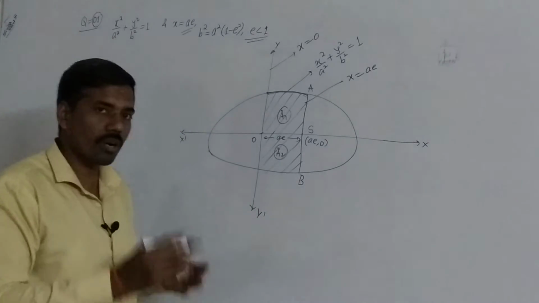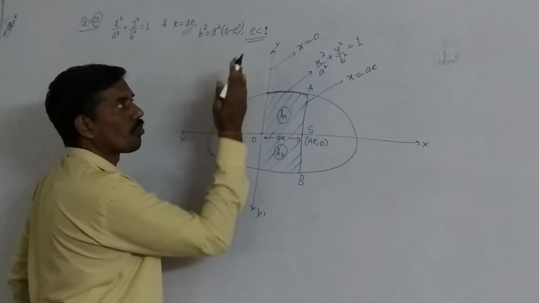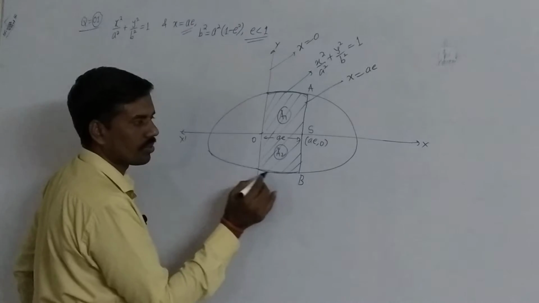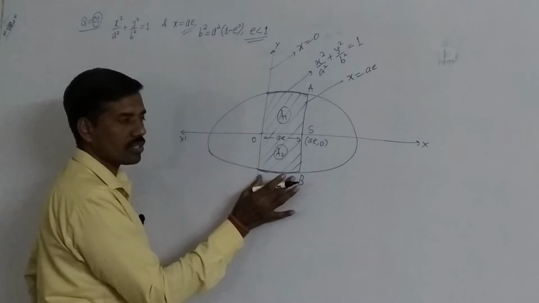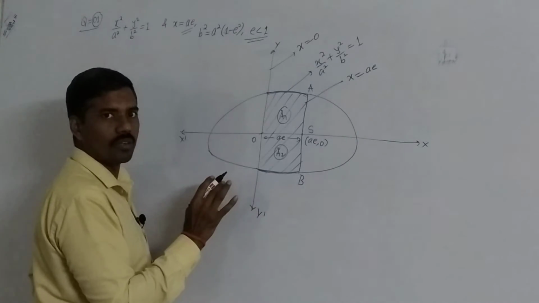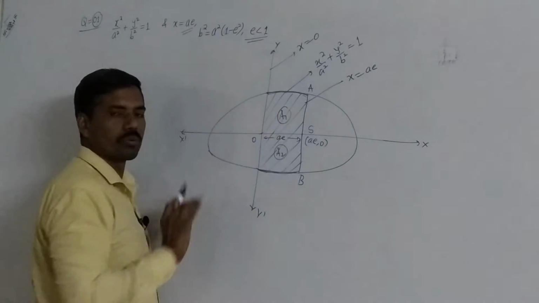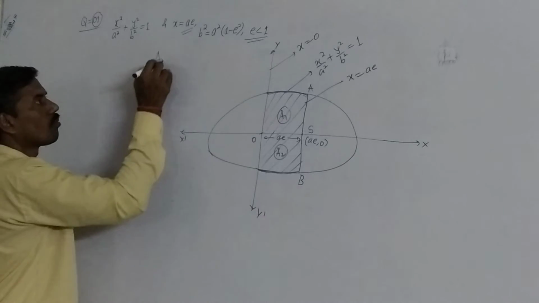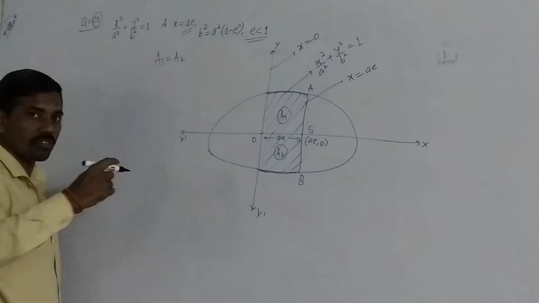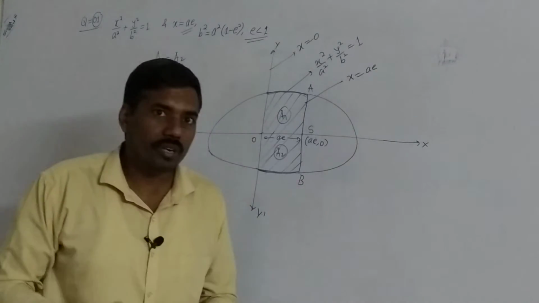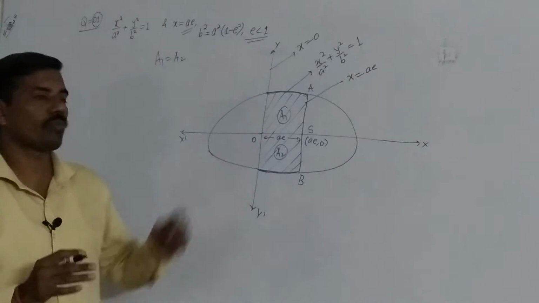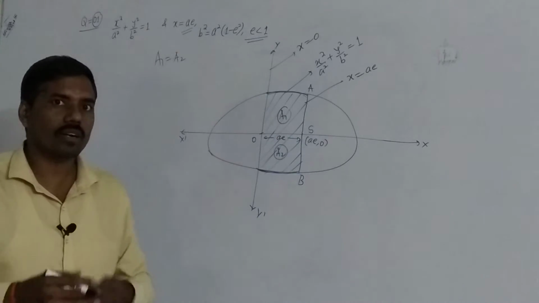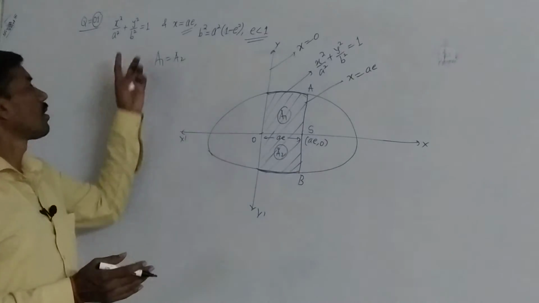A2 is formed by the y-axis and x is equal to AE and this curve. Since this curve is a part of the ellipse, A1 is equal to A2. So if we calculate the area A1 and after multiplying by 2, we get the total area enclosed by the curve.